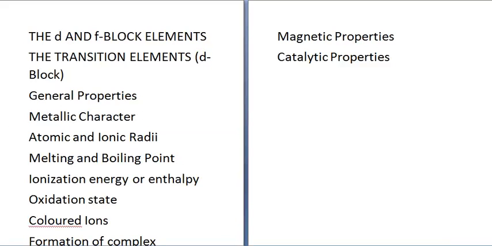Today we are going to start a new chapter, that is D and F block elements. Now we start with the D block elements. They are also called the transition elements. The elements of group 3 to 12 in the long form periodic table are called transition elements, and they lie between the S and the P block elements in the long form periodic table.